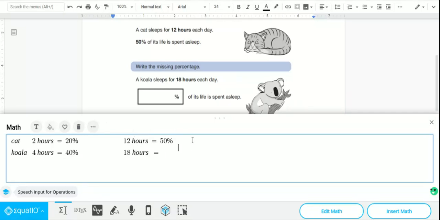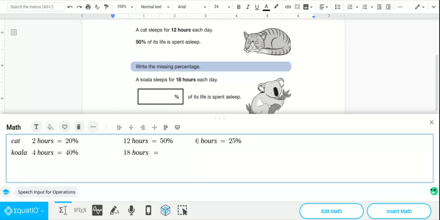But what we could do is half 12. If we half 12, that becomes 6 hours. So if we half his sleeping, we half his percentage, which is 25%. Do you understand? So we half his sleeping, so we half his percentage. So 6 hours, 25%. Now 6 hours can go into 18. Remember before, 12 couldn't go into 18. Now 6 can.